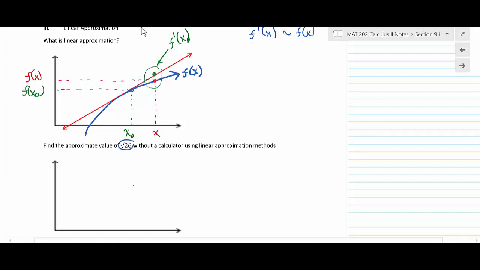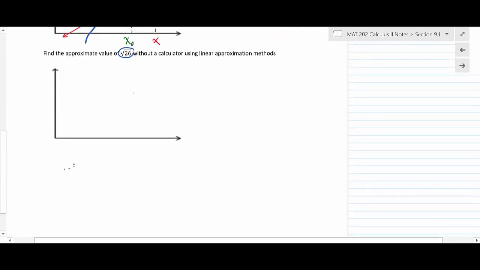Okay, so to begin with, since we're doing a square root, we're going to work with the square root of x. And I want you to label things like this. Let's go out somewhere on the x-axis, and I'm going to go to 25. The reason is, the square root of 25 you know, correct? Square root of 25 is 5, and that's a number that we know the square root of that's close to 26. Okay, then I'm going to put the 26 out here.